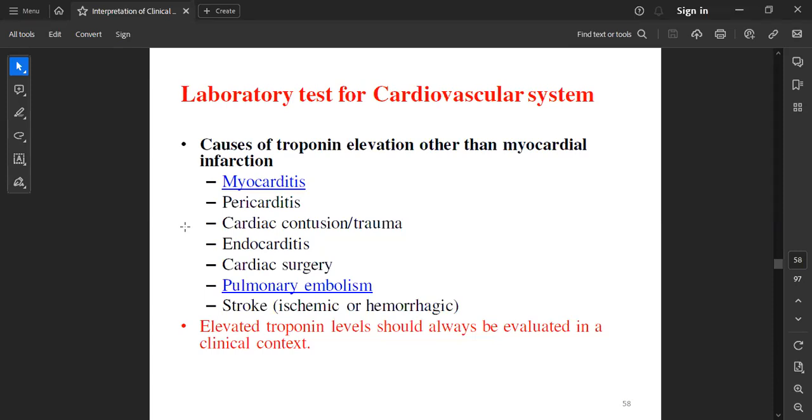Elevations of troponin can also lead to the diagnosis of other conditions, especially troponin T. It can help you determine whether it's myocarditis, pericarditis, cardiac trauma, endocarditis, pulmonary embolism, stroke. So unless you identify that it's troponin I, which is more specific for a cardiac event, T can also be indicative of all these other conditions.